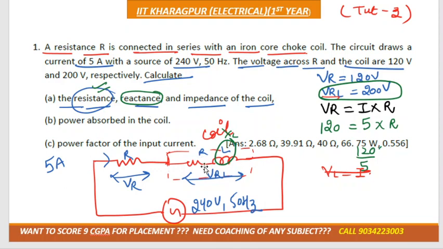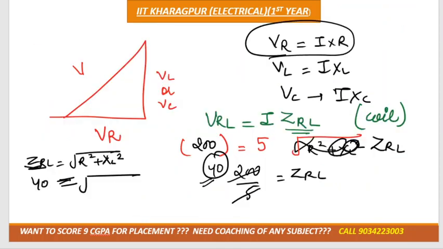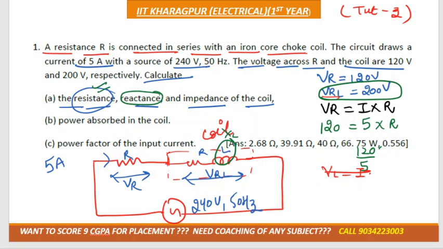We can use again the voltage triangle and the Pythagoras theorem in this. So with the Pythagoras theorem, R we know, voltage we know. Can we use it combined here with VL?